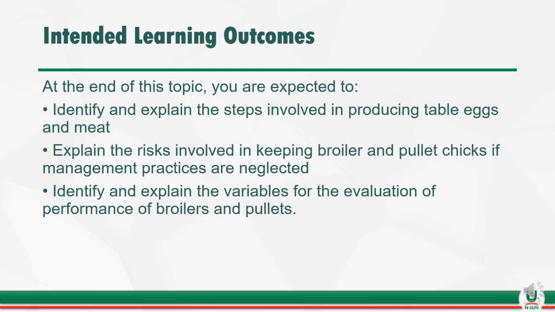Now, we have three intended learning outcomes. Number one, at the end of today's topic, it is expected that you should be able to identify and explain the steps involved in producing table eggs and meat. And two, you should be able to explain the risk involved in keeping broiler and pullet chicks if management practices are not adhered to. And of course, the last one, you should be able to identify and explain the variables for the evaluation of performance of broilers and pullets.